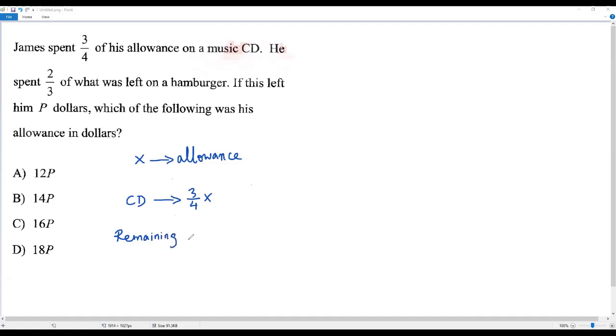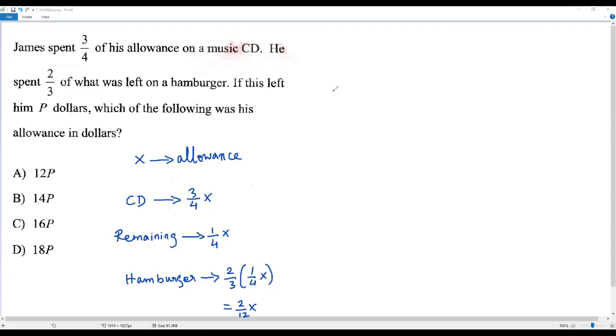Now let me write the remaining money. So he spent 3/4 of X for a music CD. So the remaining is going to be 1/4 of X. Okay, in this remaining money, he spent 2/3 for hamburger. So the money spent for hamburger is 2/3 of what was left, that is 1/4 of X. So 2/3 of 1/4 of X. So I have to multiply this. When I multiply them, 2 times 1 is 2, 3 times 4 is 12. So I'm getting 2 over 12 X.